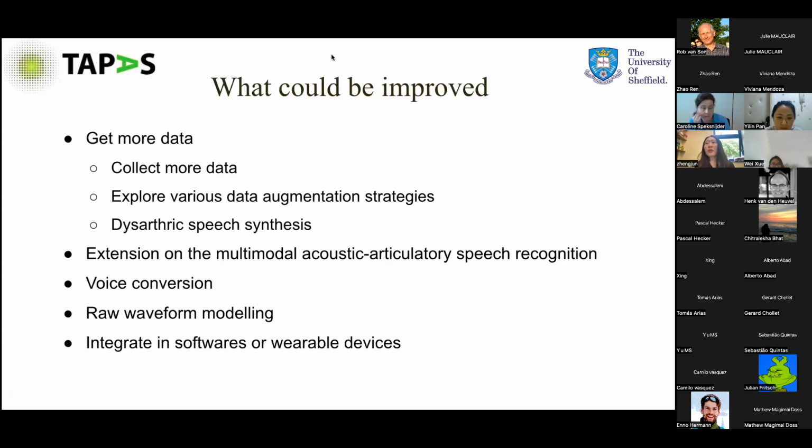What could be improved in my future work is that I will get more data to train a more robust and more generalized system. Maybe extend the multimodal acoustic-articulatory speech recognition systems using other advanced frameworks. Also consider voice conversion or raw waveform modeling for this task. And maybe someday I can integrate my work into software or wearable devices.